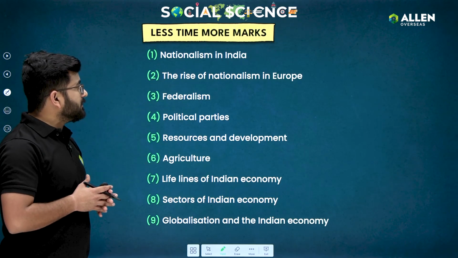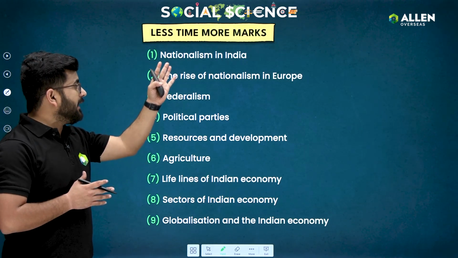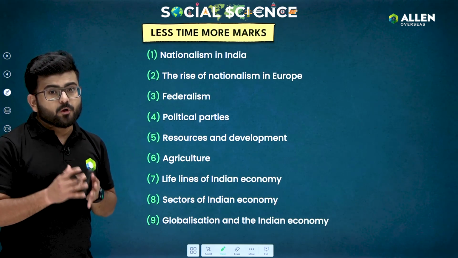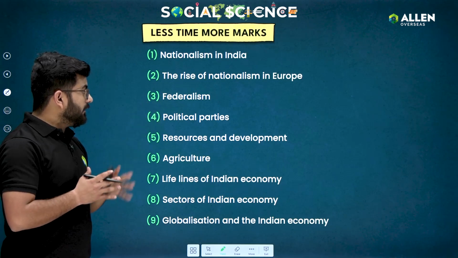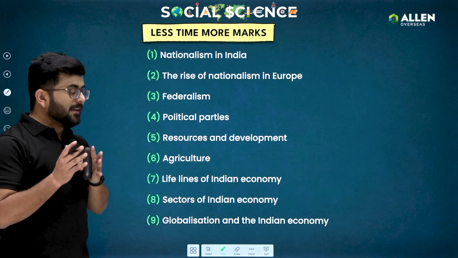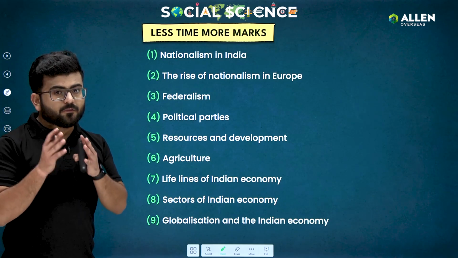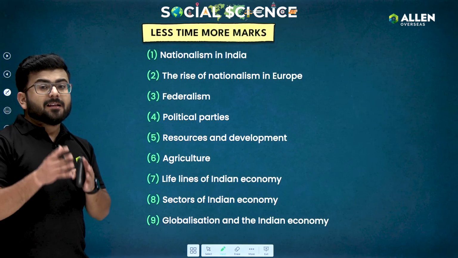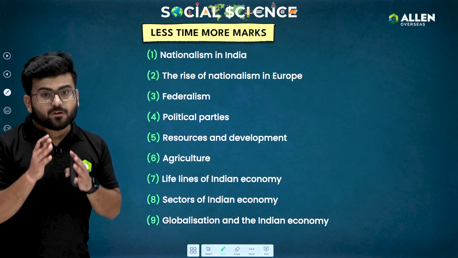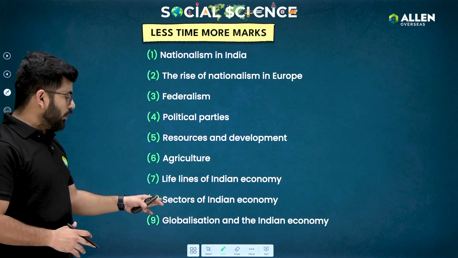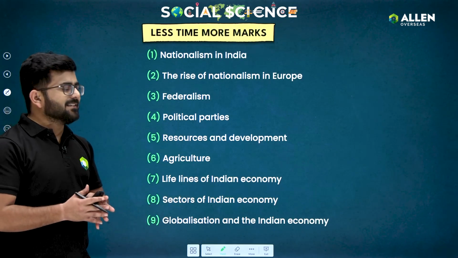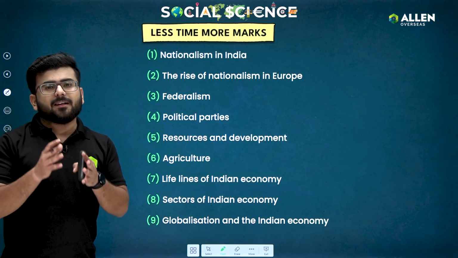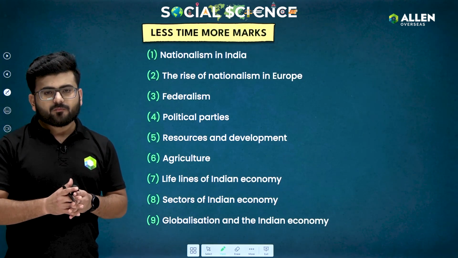Students, such topics start from nationalism in India, history, and the rise of nationalism in Europe from history. These two chapters are the topmost important chapters of history as a subject. Next, we have federalism and political parties. These two chapters are very important chapters from civics. Next, we have resources and development, agriculture, and lifelines of the Indian economy. These are the most important chapters from geography. And last, economics. We have sectors of the Indian economy and globalization and the Indian economy. Students, such topics are very important and can give you more marks in less time.